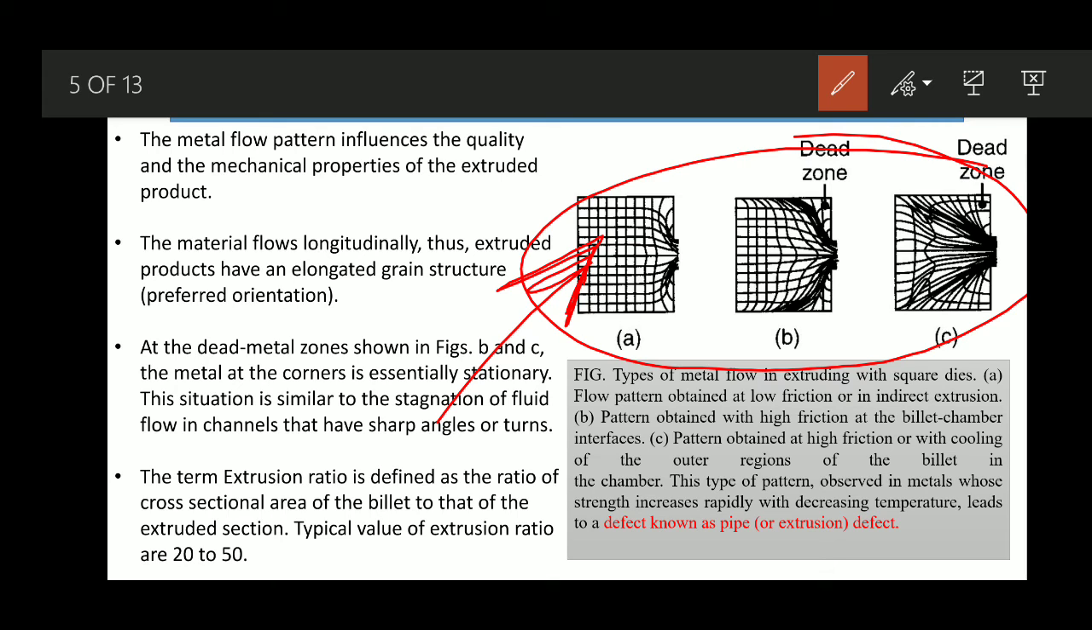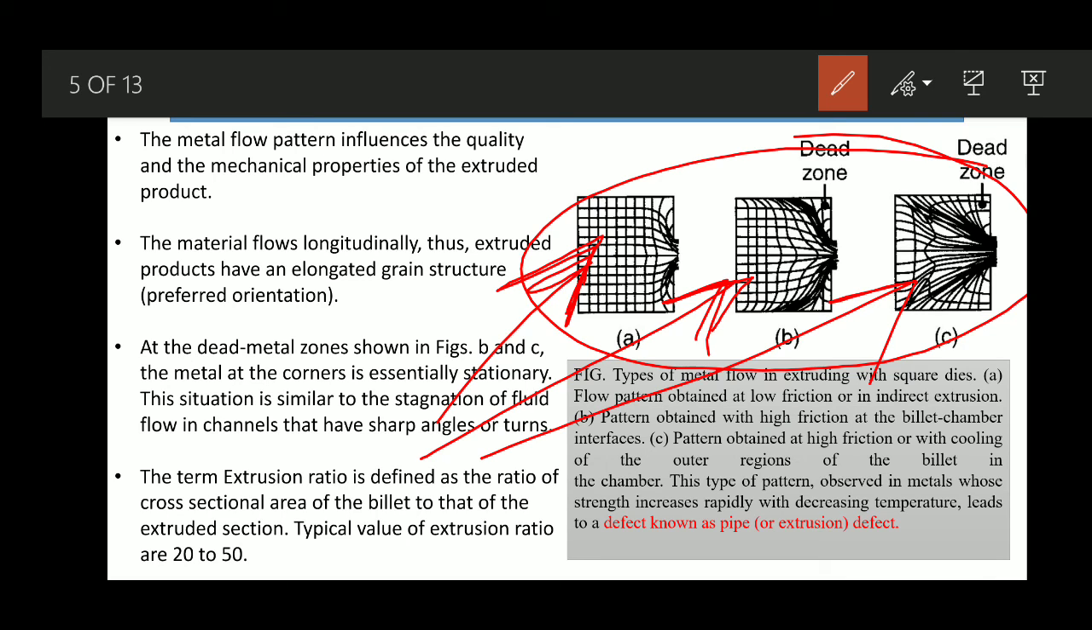The second figure shows the pattern obtained with high friction at the billet chamber interface. So whenever there is somewhat high friction, this is how its flow pattern looks. And the third pattern shows the pattern obtained at high friction or with cooling of the outer regions of the billet in the chamber. So this is the third case.